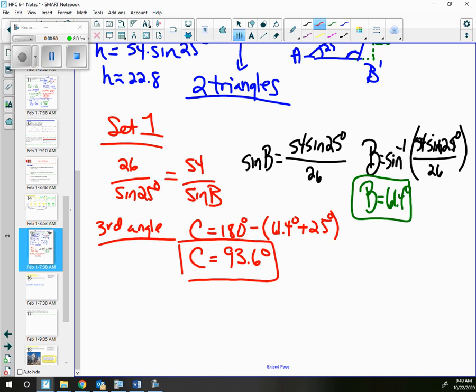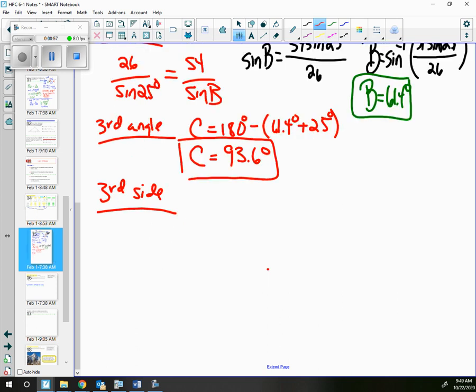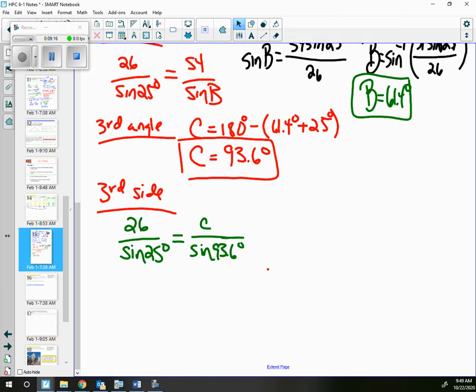So we're going to go ahead and use our law of sines. So we're going to find the third side. So to find our third side, we're just going to set up our law of sines. Go back, though, and use the given information. We don't want to use rounded answers. So we're going to go back and use everything about side A and angle A. So 26 is to the sine of 25 degrees, as little c is to the sine of 93.6. We really can't avoid using a rounded number there. That's the best we can do.